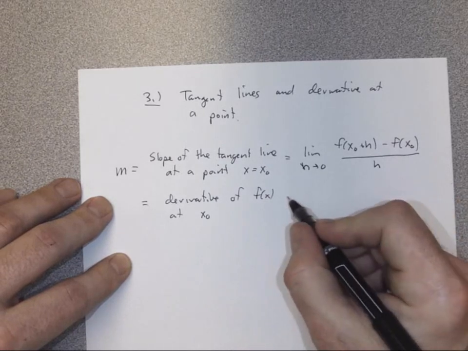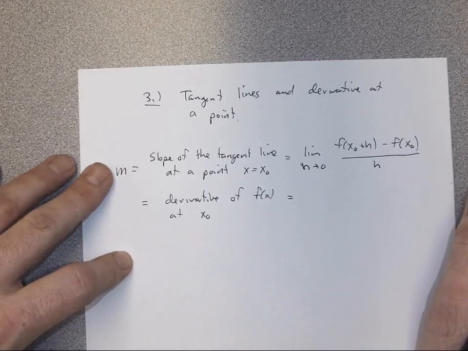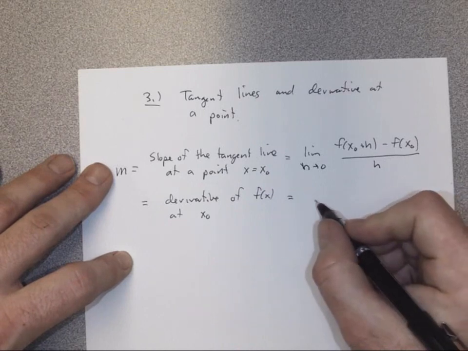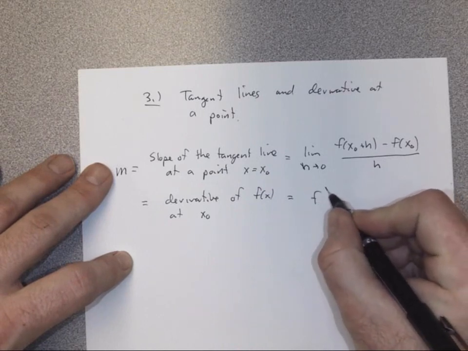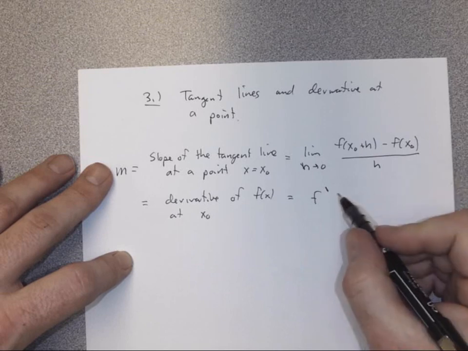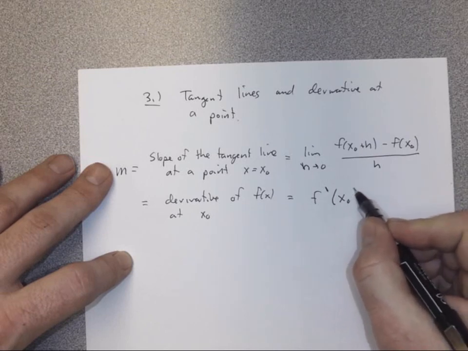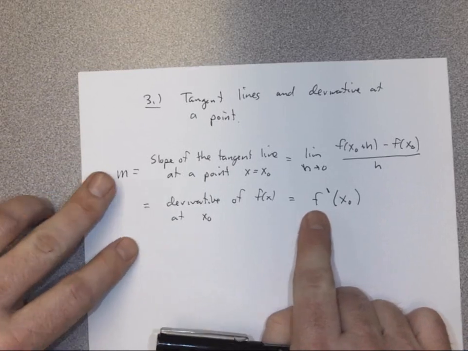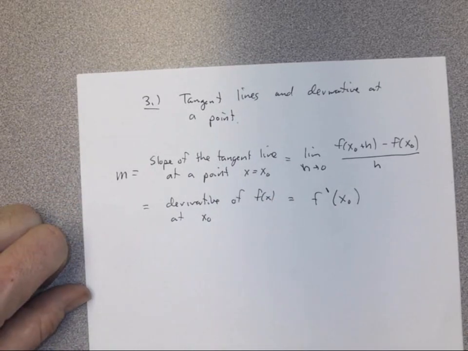And another notation we can give for this, instead of writing it as m because that's so pre-calc, is a derivative notation. Our notation is this little prime notation, this little Newtonian notation, f prime of x naught. So this f prime of x naught is the same thing as m. All these things are equivalent statements, okay?